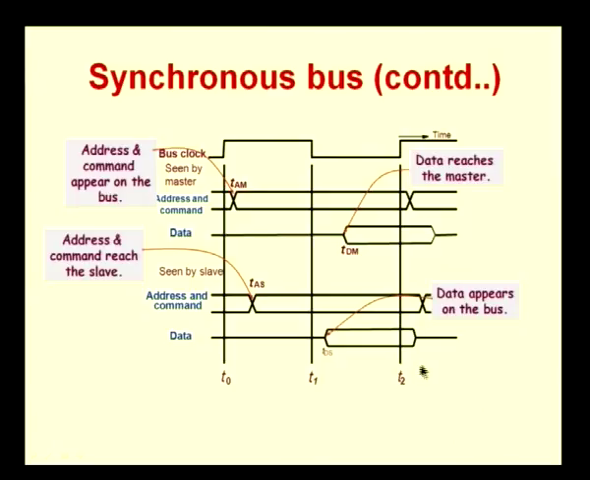Okay. So, these are the things that we need to keep in mind with respect to the timing for the synchronous bus. Okay. So, you can see all these things captured in this figure over here. This is our bus clock, right, that we have. Now, this is our address and command. Okay. So, the address and command will appear on the bus, as you can see, a little later, TAM, a little later than this edge of the clock.